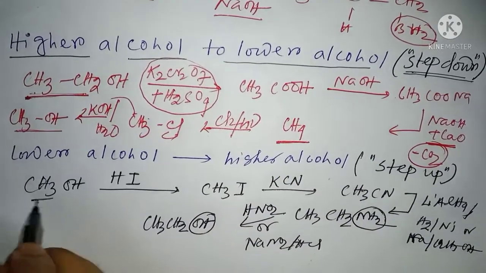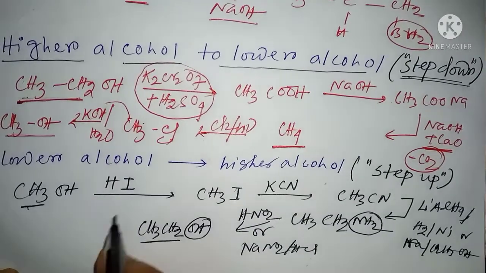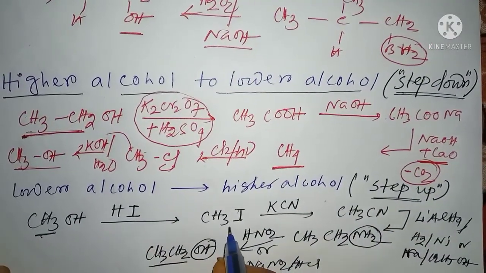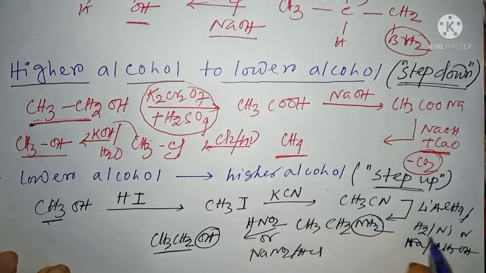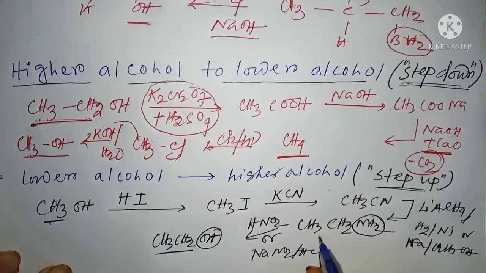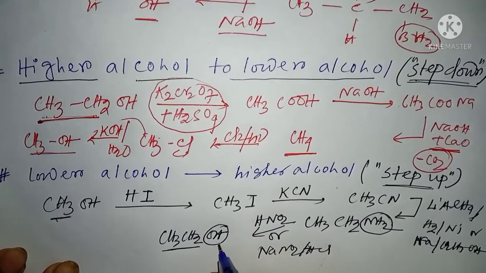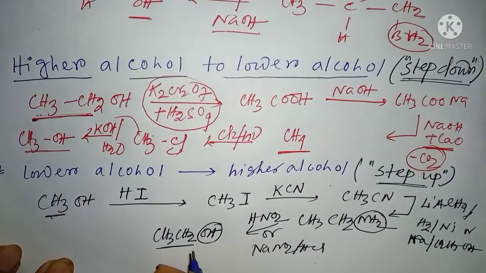Now there is 1 carbon, and there are 2 carbons. So 1 carbon is increased; this is the step up process. So first addition of HI forms CH3I, KCN forms CH3CN, lithium aluminum hydride forms CH3CH2NH2, and nitrous acid forms CH3CH2OH. So next day I will discuss a more important and interesting topic.